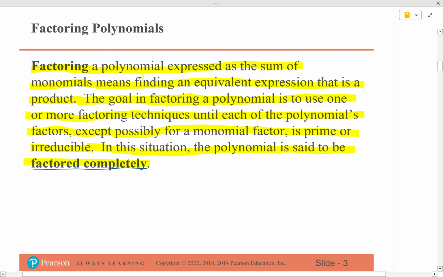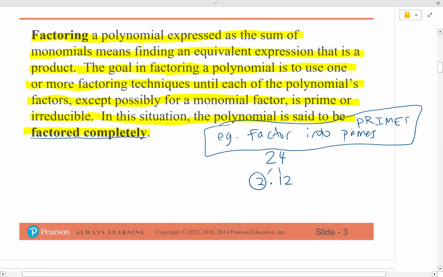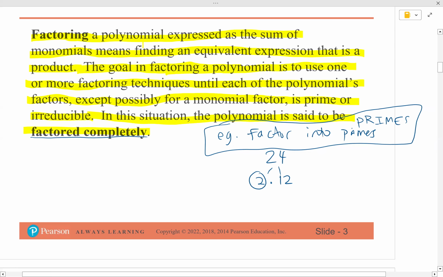I don't know if you remember, in some old math class, they used to say factor into primes. You take a number, like let's say 24. 24 is not prime. Prime means nothing divides into you except 1 and yourself. 24 could be 2 times 12, right? 2 is prime because nothing divides into 2 except itself and 1. 12 is not prime though. It's 2 times 6. 2 is another prime. 6 is not prime though. It's 2 times 3, and those are all prime.